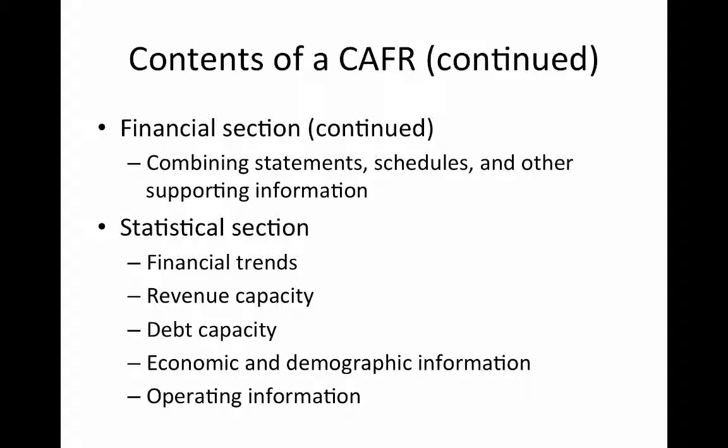That's the financial trends. Essentially, that's like 10 sets of financial statements laid right next to one another. Revenue capacity, so their ability to raise their most significant own source revenues. Debt capacity, their ability to issue debt, how much debt they have outstanding. Relevant economic and demographic information, and then operating information such as the number of employees by program or function, some indicators of how much service they provide, and some information about their capital assets that are used to provide services.